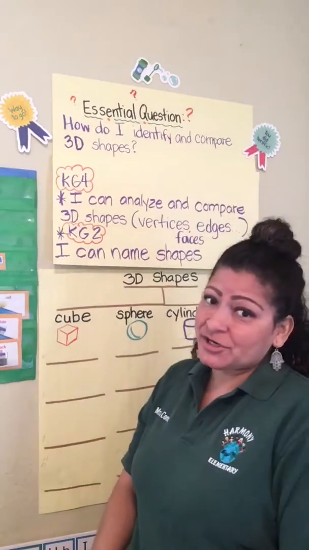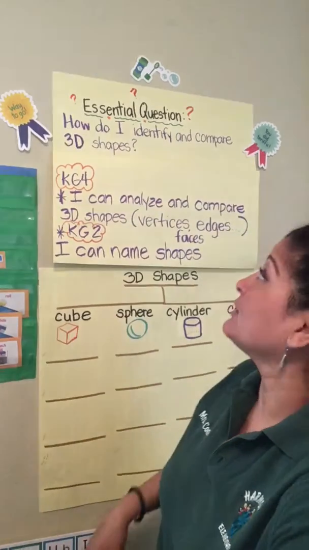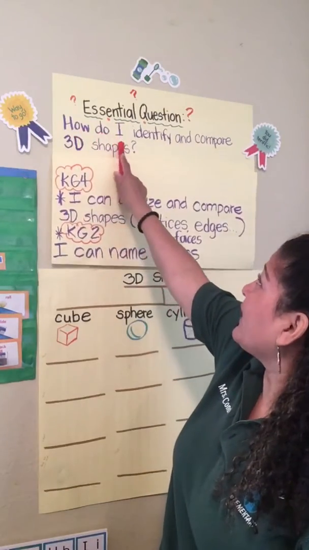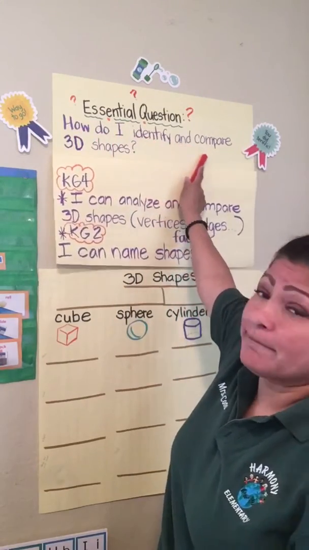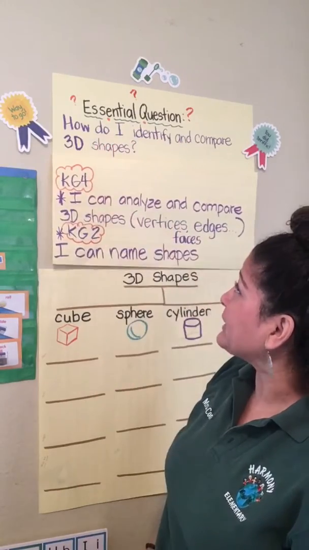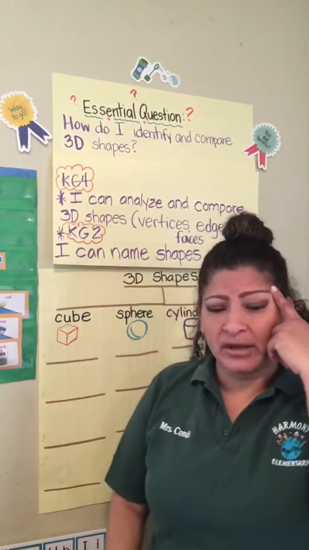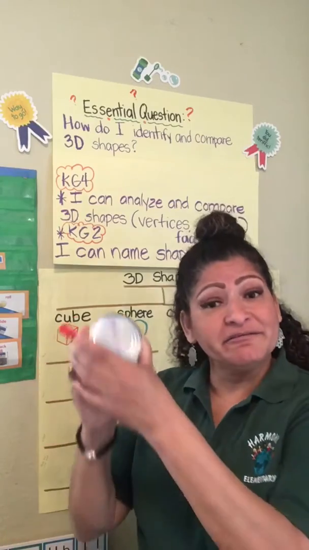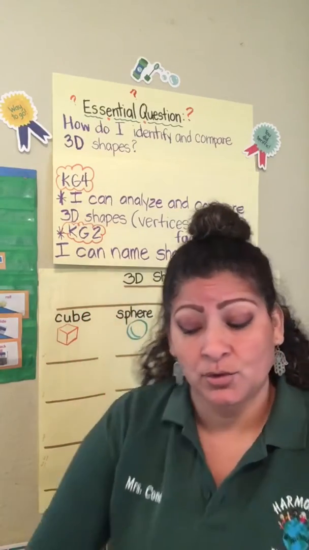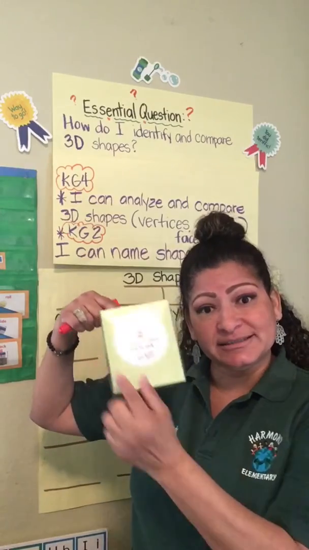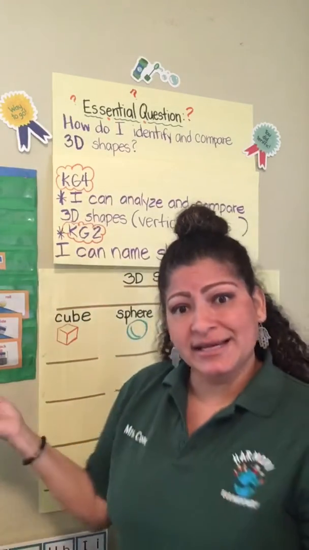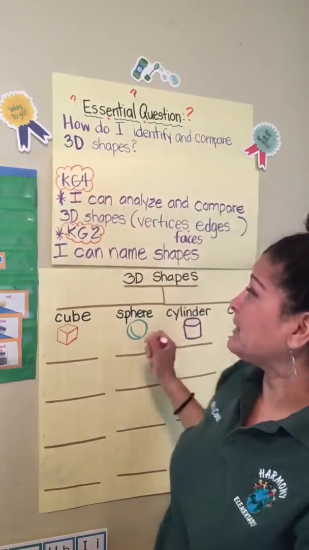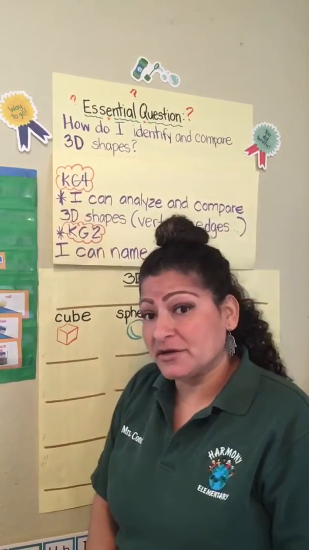Today we're going to start our lesson with reviewing our essential question. Are you ready? Do you remember our question? How do I identify and compare three-dimensional shapes? Can you think of a way we can compare our shapes? That's right. We can look at the flat surfaces. We can compare them by vertices. And we can identify them, which we've been learning. So we're going to review today all the three-dimensional shapes. Let's go over our knowledge for college for this week. You ready?